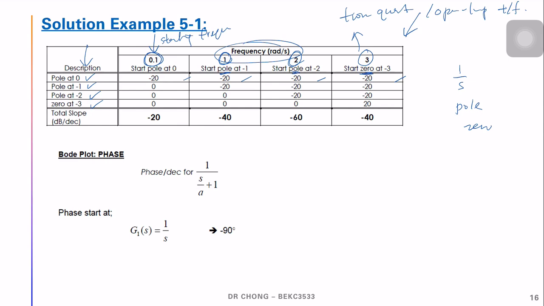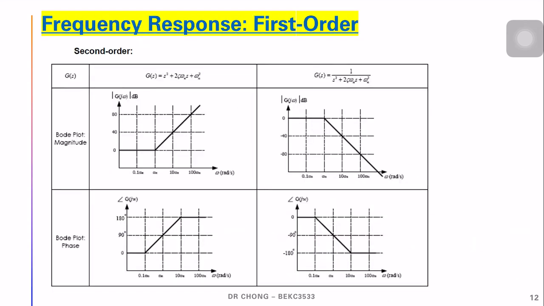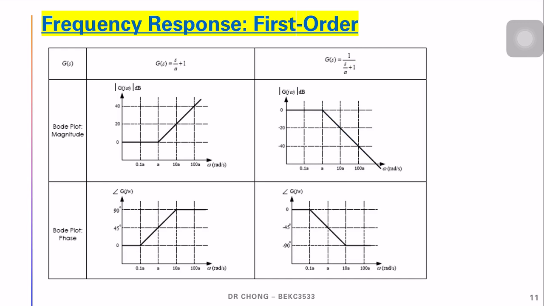Then next, if the pole is at negative 1, it refers to the model pole. Pole is this. This one is zero, right? This one is pole, 1 over.